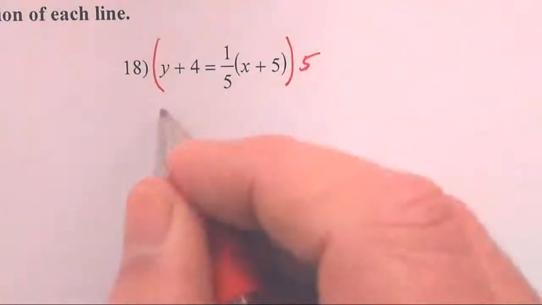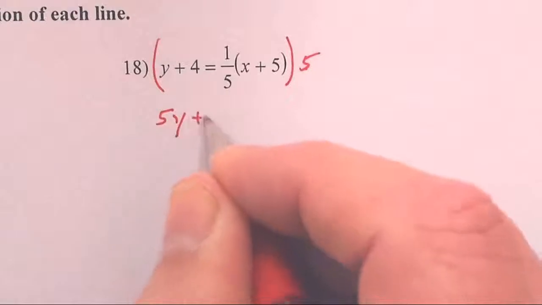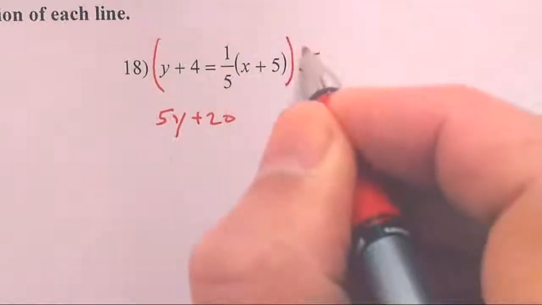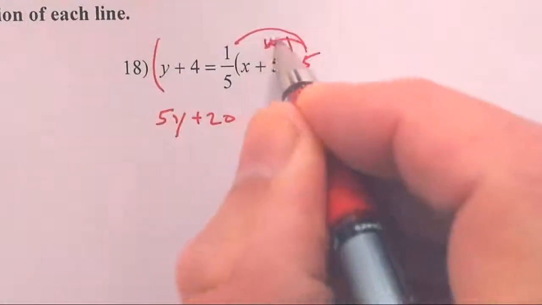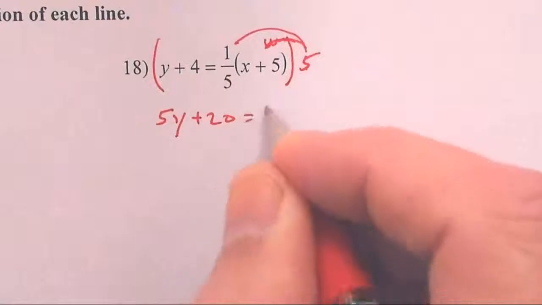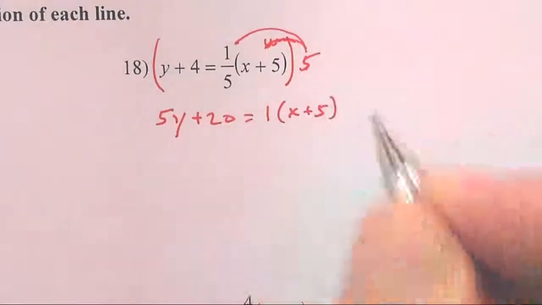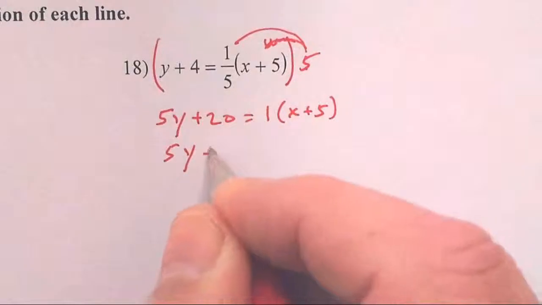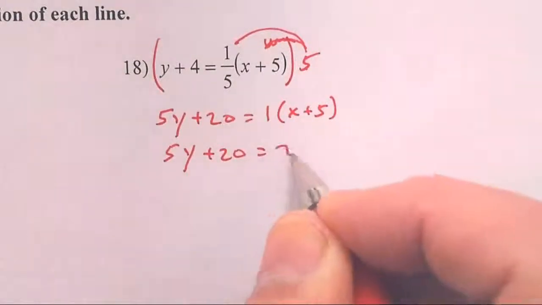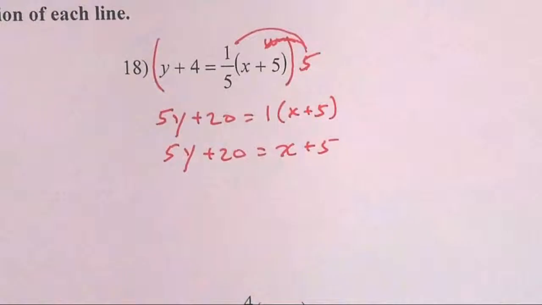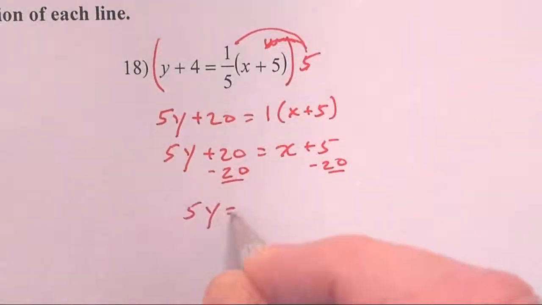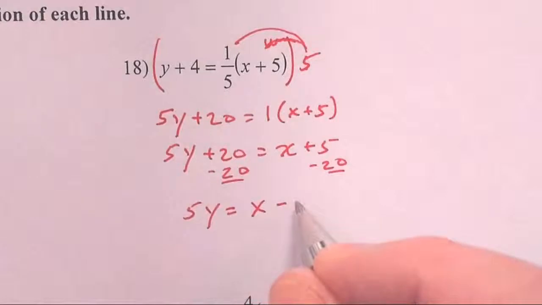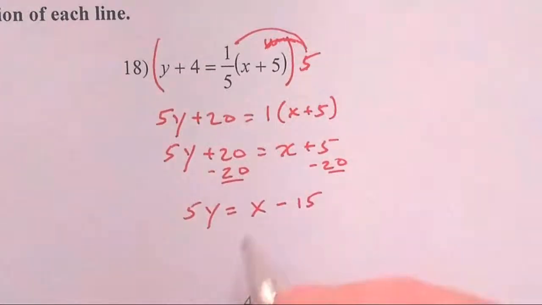5 times y plus 4 is 5y plus 20. And again, remember, I only have to take 5 times either the x plus 5 or the 1/5. So I'm going to take 5 times the 1/5, and I get 1 times x plus 5. Or 5y plus 20 equals x plus 5. If I subtract 20 on both sides, I get 5y equals x minus 15.